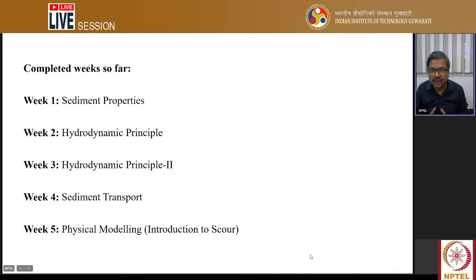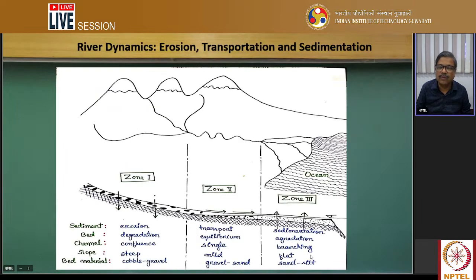First week we talked about sediment properties. Second week, hydrodynamic principles. Third week, we also extended the hydrodynamic principles to the next level. Fourth is sediment transport, and fifth is physical modeling, which is an introduction to scour, which is really an issue when you try to design bridge projects.